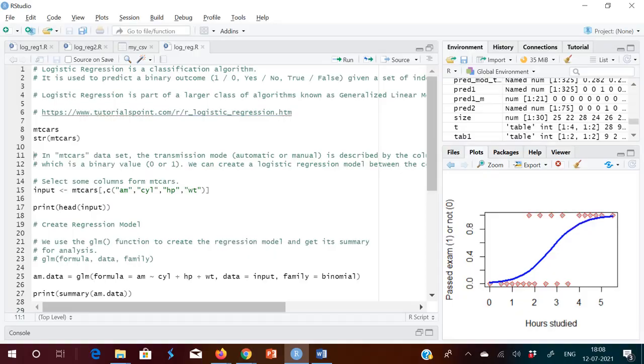Today I'll be telling about logistic regression. First I'll tell about the proof and then I'll show you one small example.